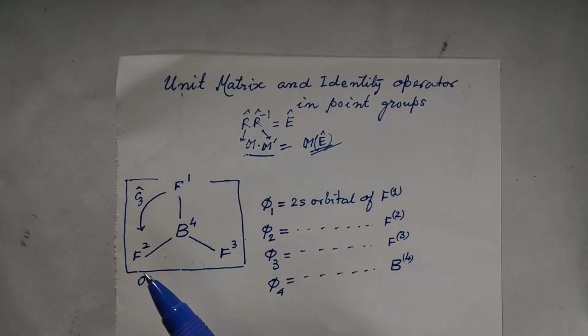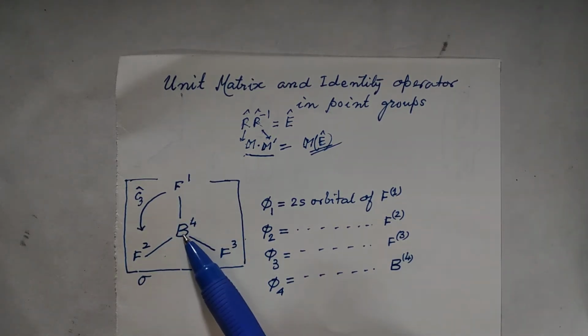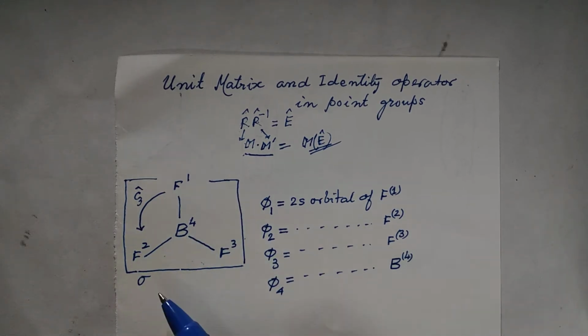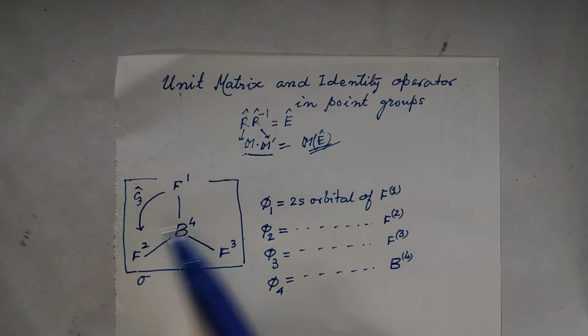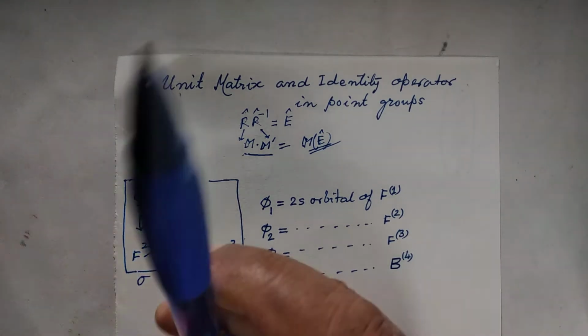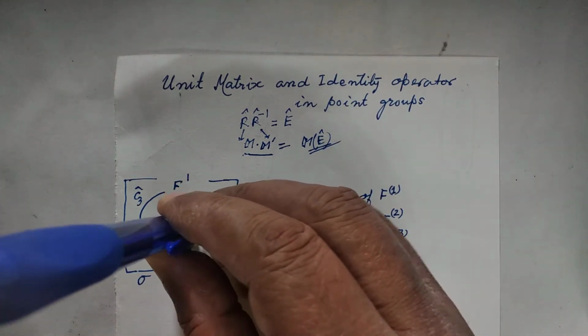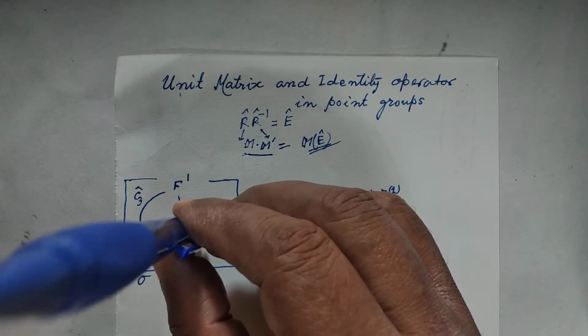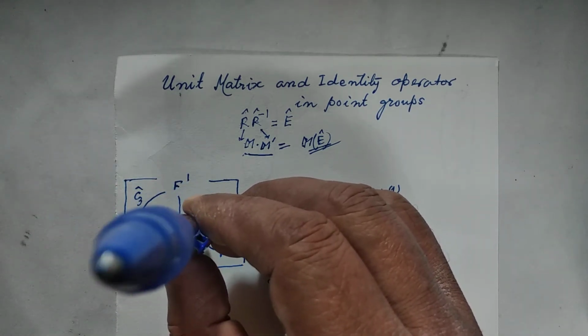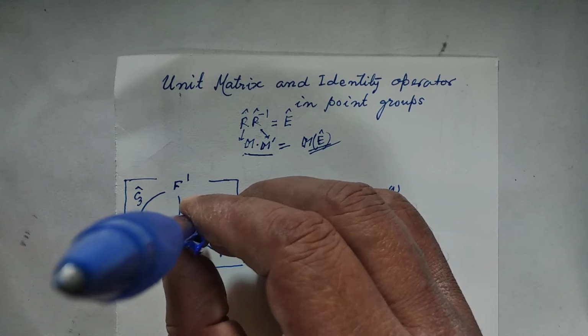I have taken here the example of the BF3 molecule. The fluorine atoms have been labeled as 1, 2 and 3, and the boron atom is labeled 4. It is a planar molecule. The plane of the molecule is a symmetry plane, and it has a threefold rotation axis, perpendicular to the plane of the molecule and passing through the boron atom.